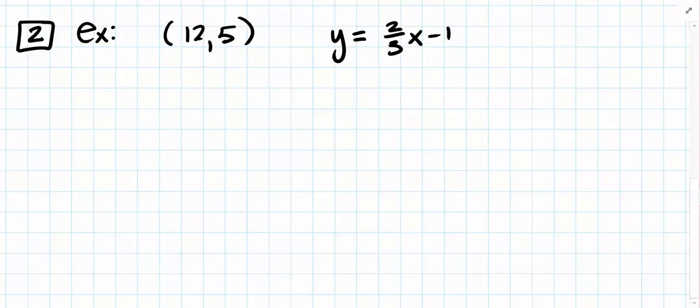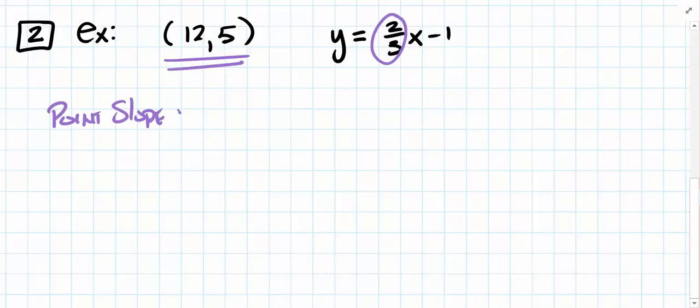So here's what we're going to start out by saying, okay? We're going to start with point-slope form because, look, we're given a point and we know the slope. We want it to be parallel. So let's start in point-slope form, okay? And what is point-slope form, you guys?